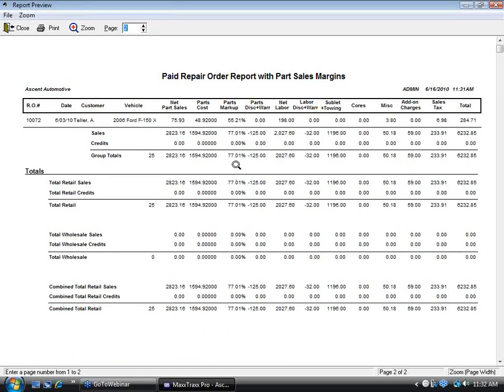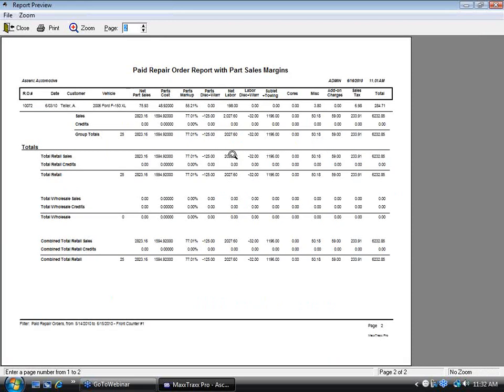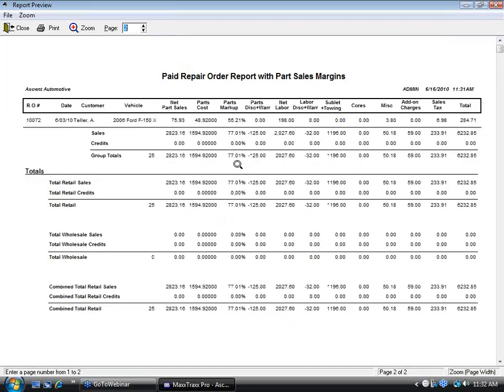an overall parts markup here of 77%. Whoops, hit that again. So it's telling me that these are my part net sales. These are my costs here. So they're saying my parts markup is actually 77%. Okay, it looks like I have some discounts and warranties in here for 125 bucks. But this is a good guideline, a good thing to see.